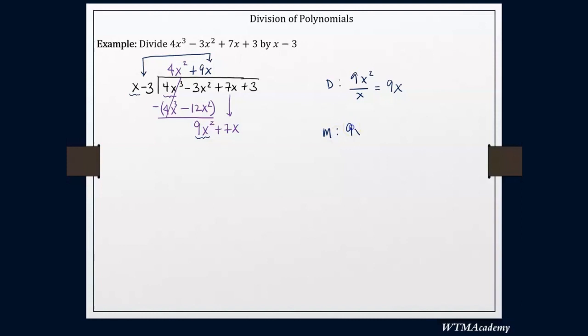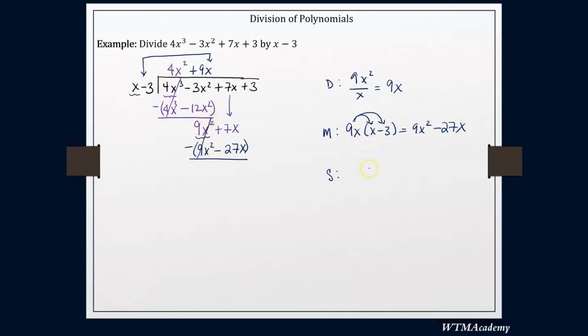So this is 9x times x minus 3. Perfect. 9 times x will be 9x squared, and then 9x times minus 3, that will be a minus 27x. So we write it. 9x squared minus 27x. Don't forget, these are now going to be subtracted. So let's subtract. 9x squared minus 9x squared. Of course, that's going to get eliminated.